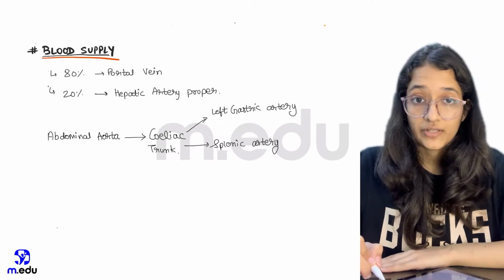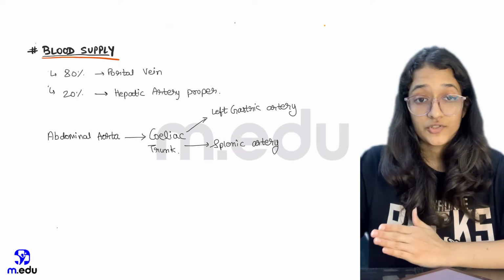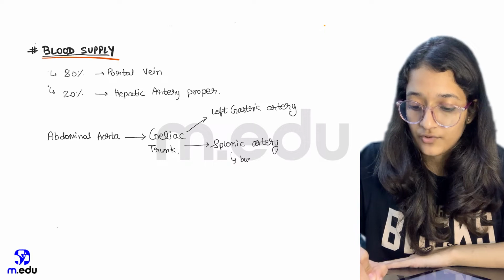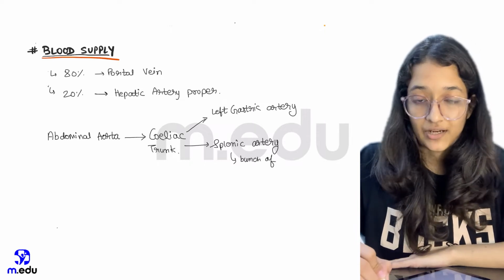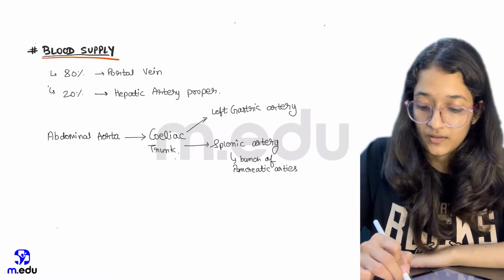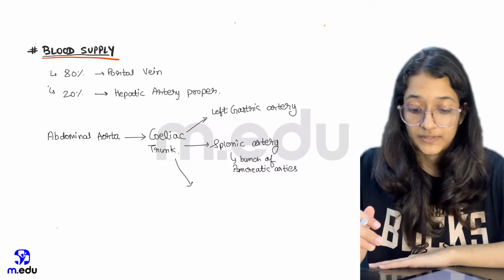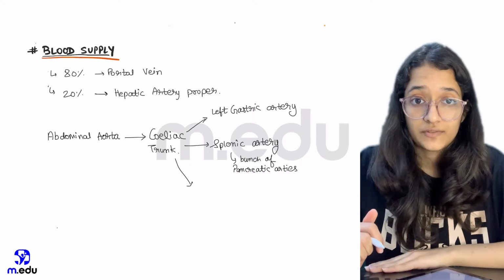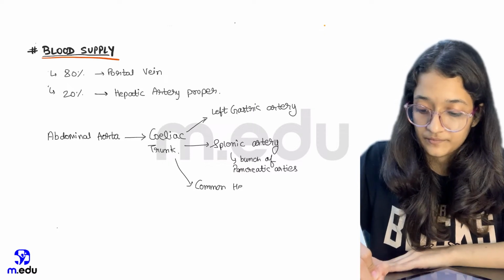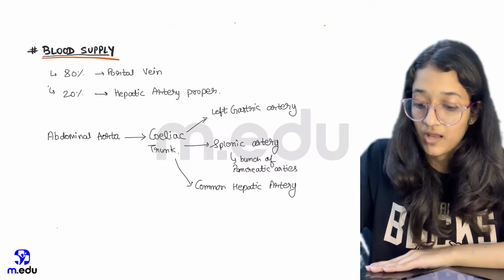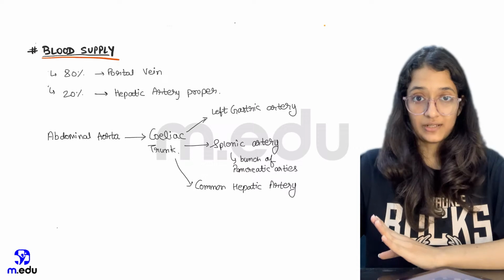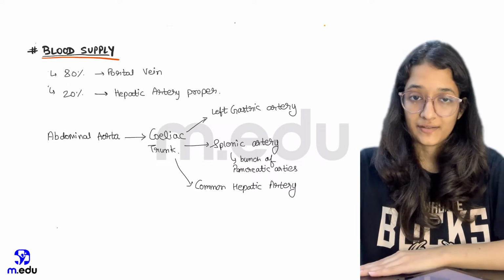The splenic artery gives off a branch which supplies the pancreas via a bunch of pancreatic arteries. The most important branch of the celiac trunk is the common hepatic artery. Now this common hepatic artery enters the liver via the porta hepatis.